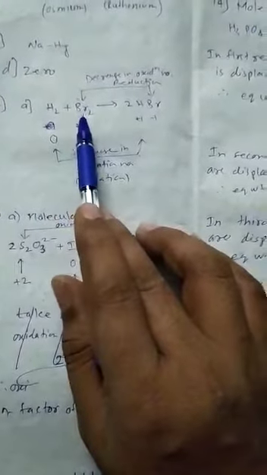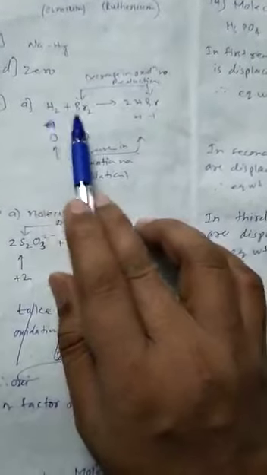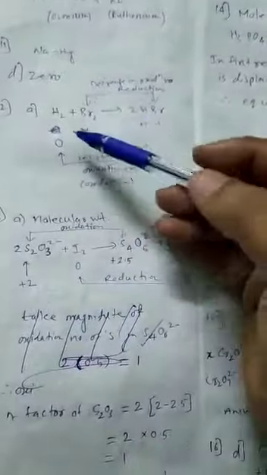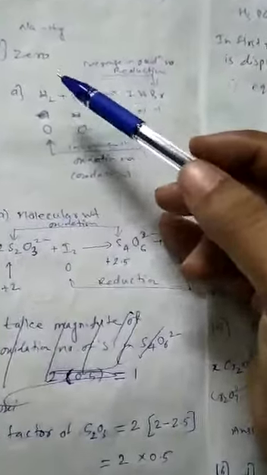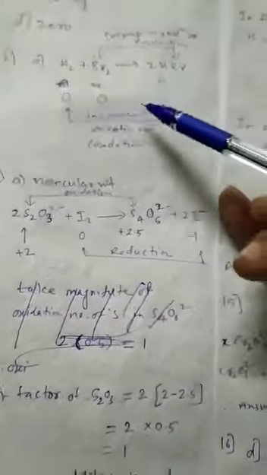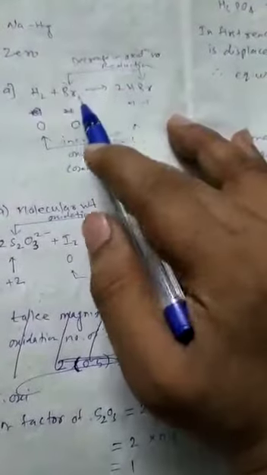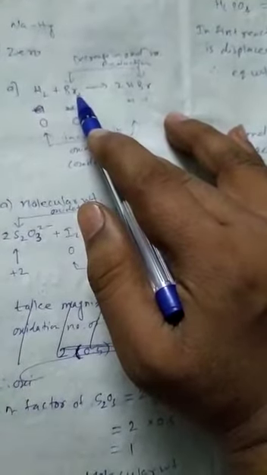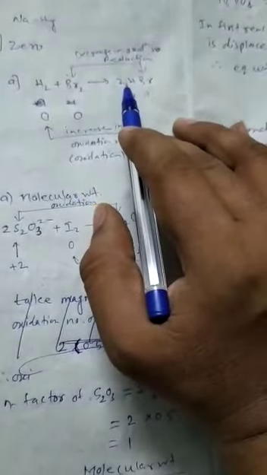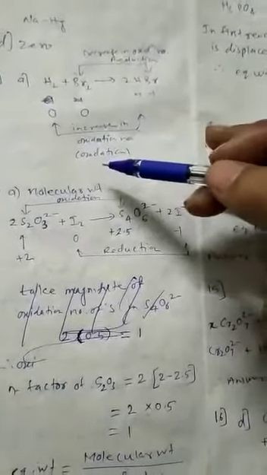We know for the elemental state of the compounds, oxidation number is 0. In this reaction, H2 has 0 oxidation number, Br2 has 0 oxidation number. But when the reaction is completed, H has +1 and Br has -1. Therefore, we can say that there is a decrease in oxidation number of bromine, that is reduction, and increase in oxidation number of hydrogen, so it is oxidation. So this reaction is a redox reaction.